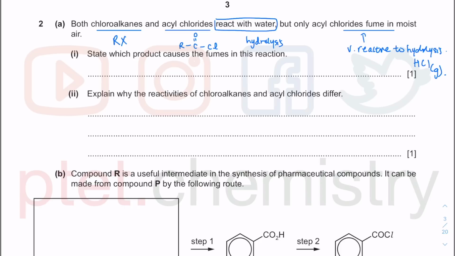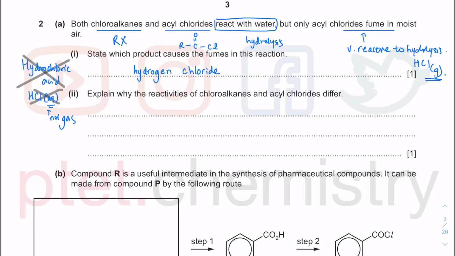So which product caused the fumes? It is not hydrochloric acid, it's the hydrogen chloride. Hydrochloric acid will still be in solution. So if you write hydrochloric acid, you've got to think about what hydrochloric acid actually is. HCl aqueous is not a gas. Acid is dissolved in water to give you H+, so that cannot be the answer there, because it is not a gas, it's not the fume there.